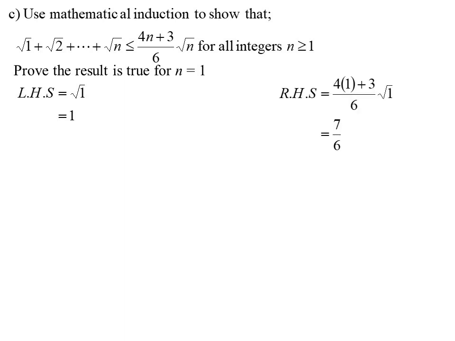On the right hand side we end up getting 7 on 6. But yeah, that is less than or equal to. In this case it's less than, but yeah, that is less than or equal to. It's less than. Hence the result is true for 1.